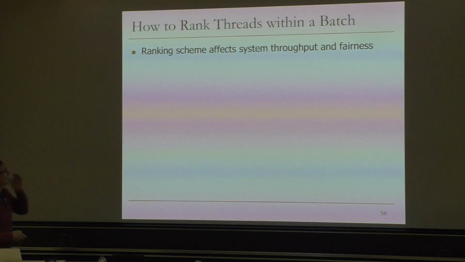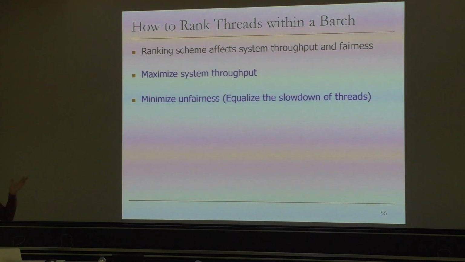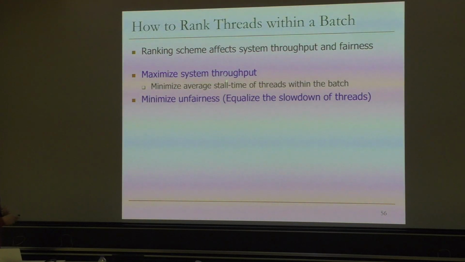Of course, how do you do that ranking? It turns out this ranking scheme affects both throughput and fairness. Ideally, you want to maximize system throughput and minimize unfairness at the same time. And still, we're using the definition of equalizing the slowdown of all threads in terms of unfairness. So how do you actually do this? Basically, from the memory controller's perspective, if you want to maximize system throughput, you really want to minimize the stall time of the threads within the batch, the average stall time.